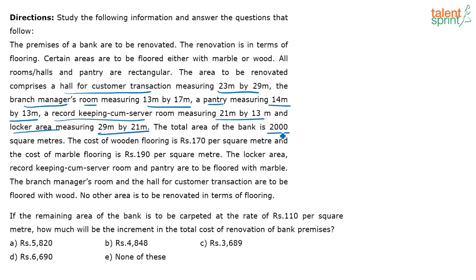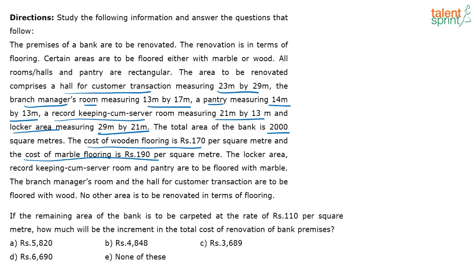The total area of the bank is 2000, cost of wooden flooring is so much, and cost of marble flooring is so much. They have given what is to be put with marble and which rooms are to be floored with wood. Now let us just read the question. If the remaining area of the bank is to be carpeted at the rate of rupees 110 per square meter, how much will be the increment in the total cost of renovation of the bank premises?